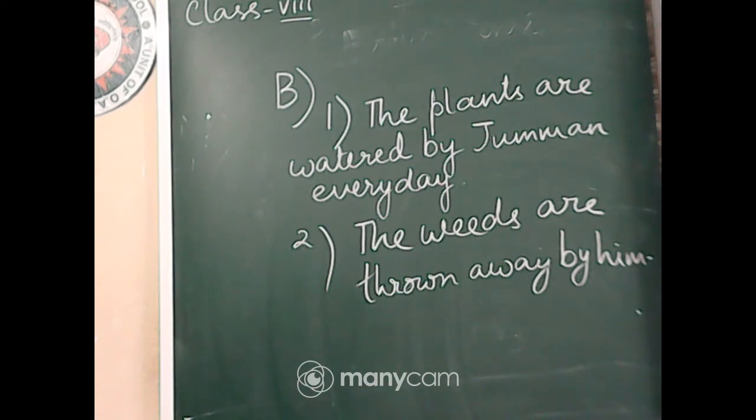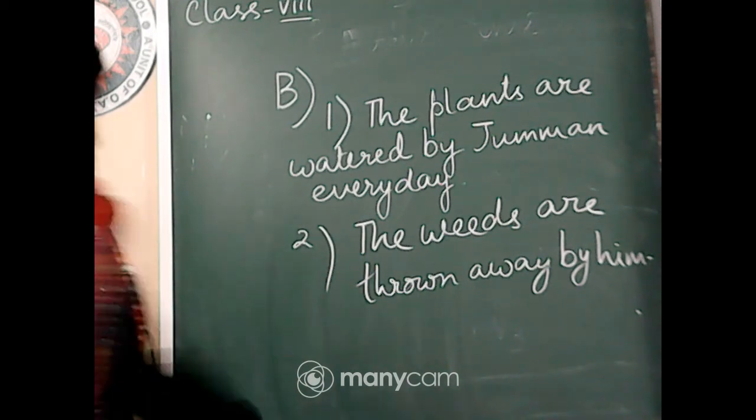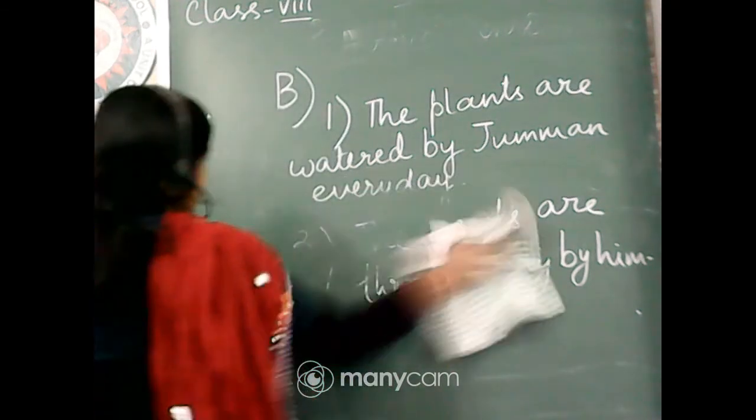Come to exercise number C. You have to rewrite the following sentences in the passive voice. I'm going to do number 1 to 4. The rest we are just going to discuss and you can write it on your own. Right? You may write it easily. Number C1. The teacher uses that cubicle. Okay. That cubicle is used by the teacher.